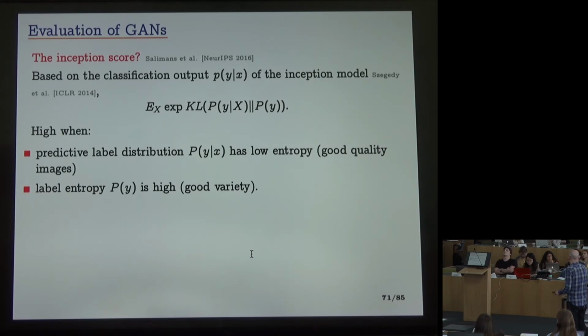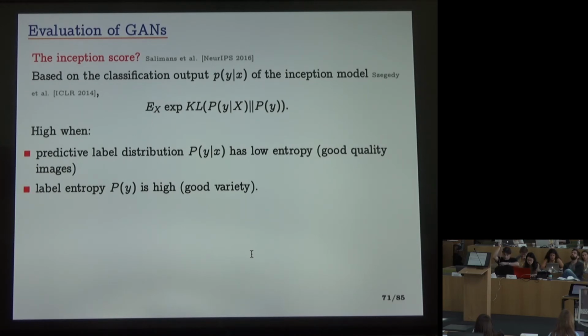What I want is that when I classify these images, the predictive label distribution should be very sharp. If I take the output of my GAN and put it in an Inception network classifier, I should be very confident of the label. If my GAN is generating a horse, my Inception network should be very sure that it's a horse. The other thing is that I should generate a good selection of items. If I'm training on cars, cats and dogs, I want to get all three of these things. I don't want to get only cars out.